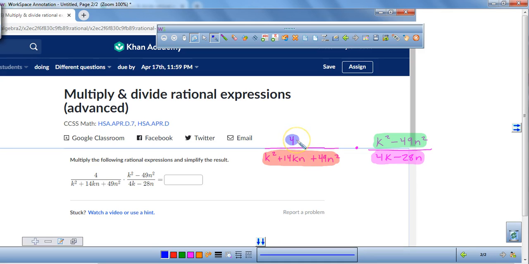Alright, so here we have a 4. We are not going to factor it because it's a 4.